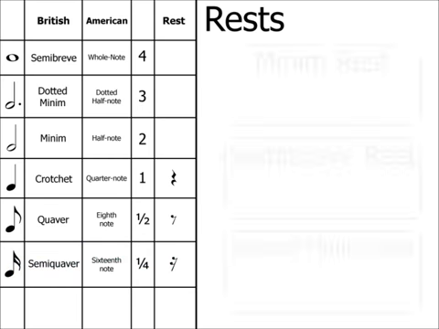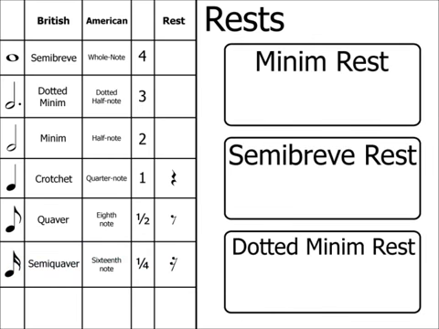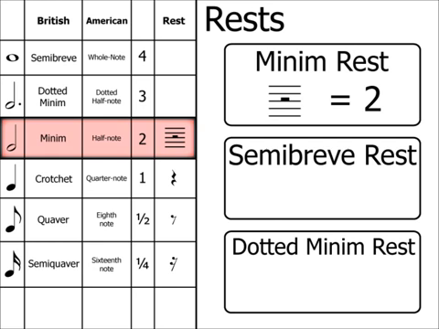Now, the rest for a minim, semibreve and dotted minim look very similar. Let's look at the minim rest first. It's a little black rectangle which I've put onto a stave, those 5 lines. 2 very important things to notice here. Number 1, the black rectangle sits on the line. And secondly, it sits on the middle line and not any other line.